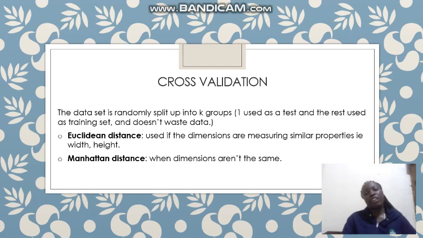Then, cross-validation. The data set is randomly split up in 2 K groups, and one is used as a test and the rest used as training sets, and this method doesn't waste data.